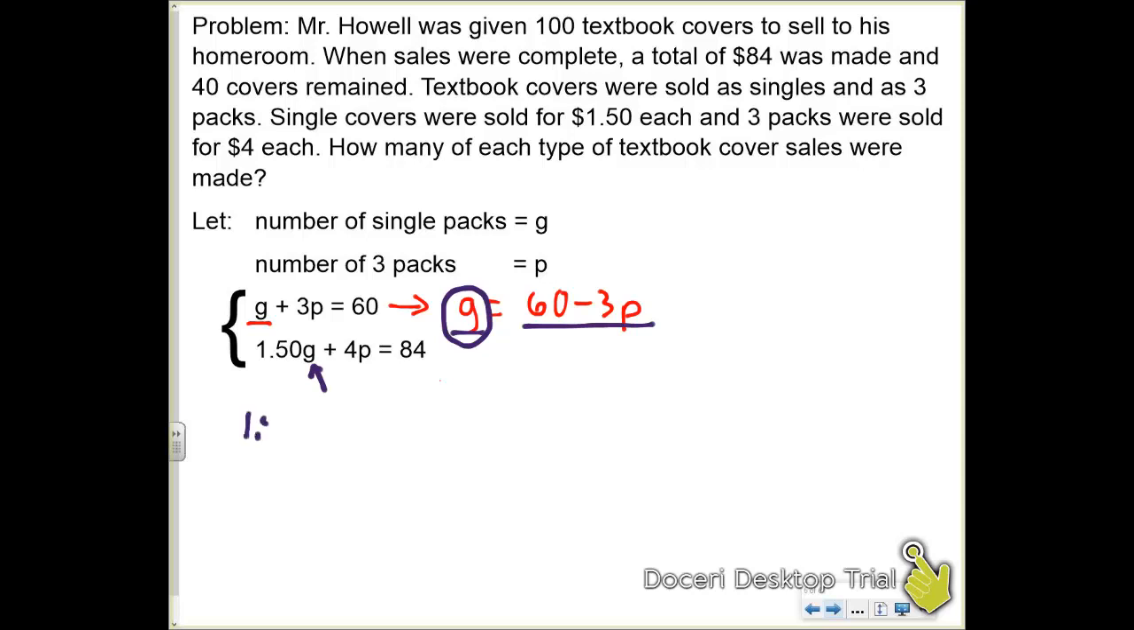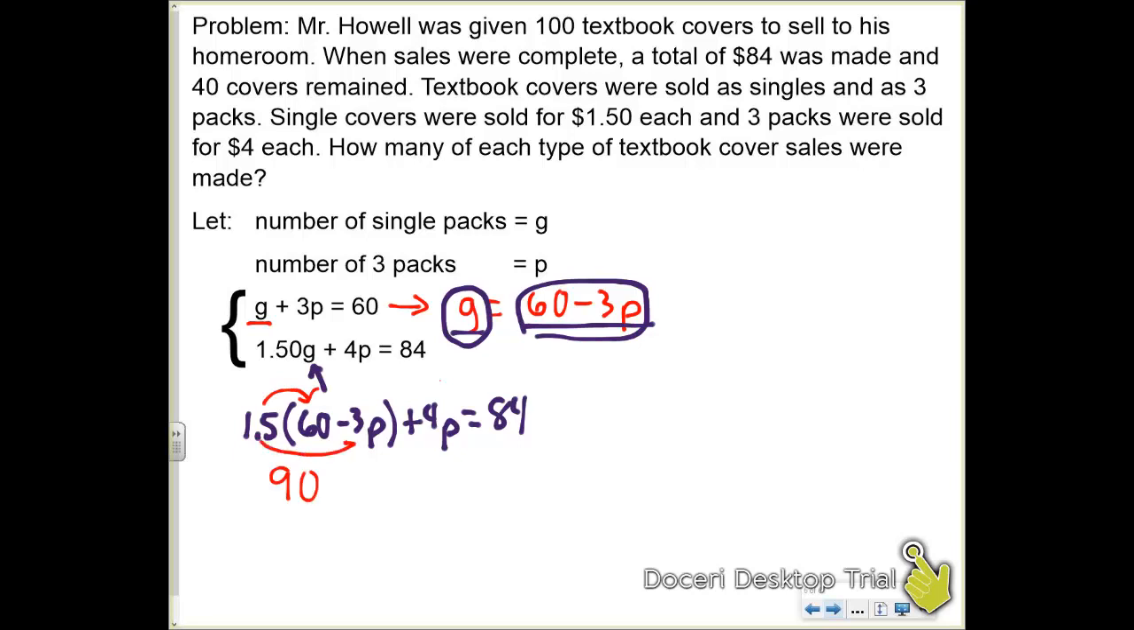So I have 1.5, and I'm going to drop the 0 off there, and in place of g, I'm going to substitute this expression of 60 minus 3p, and then solve this problem for p, because you'll see that there's only one variable left in the problem, and that is the variable p. Now we're going to distribute. 1.5 times 60 will give us 90. 1.5 times negative 3p will give us negative 4.5p plus 4p equals 84.